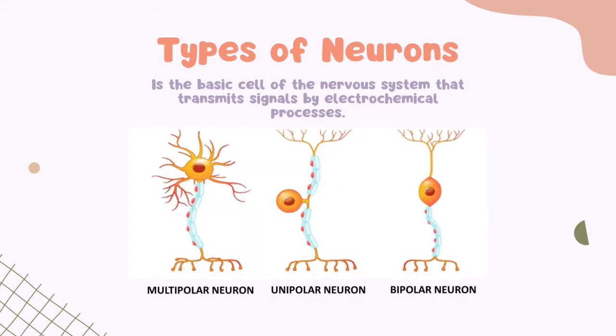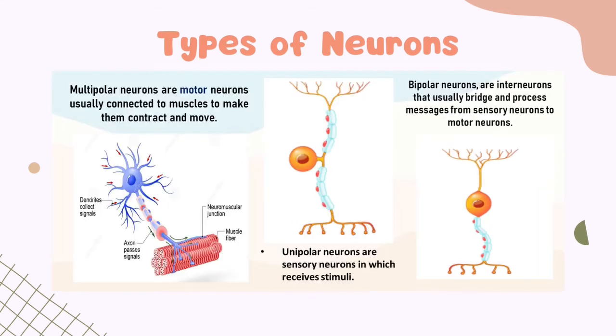Okay, so next we have here different types of neurons. Again, the neuron is the basic cell of the nervous system that transmits signals by electrochemical process. We have here three types of neurons. The first one is the multipolar neuron, next is the unipolar neuron, and next is the bipolar neuron. Those three types of neurons, its function is the first one.